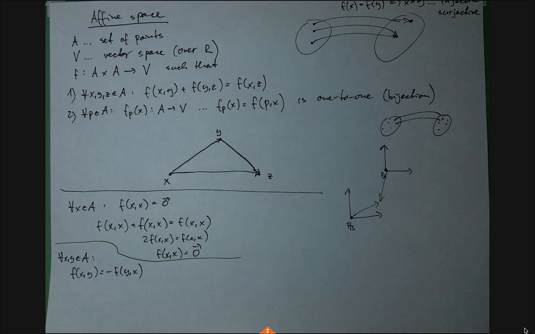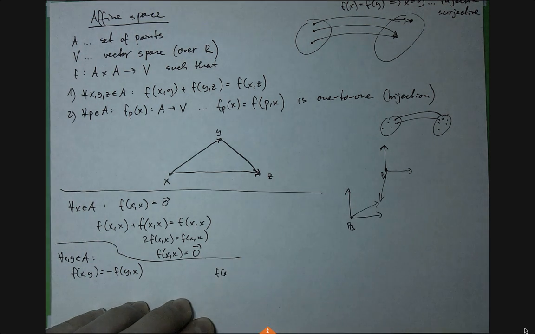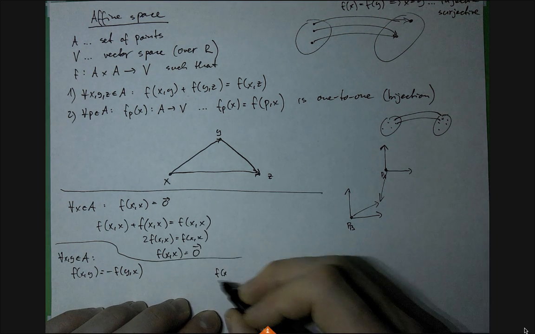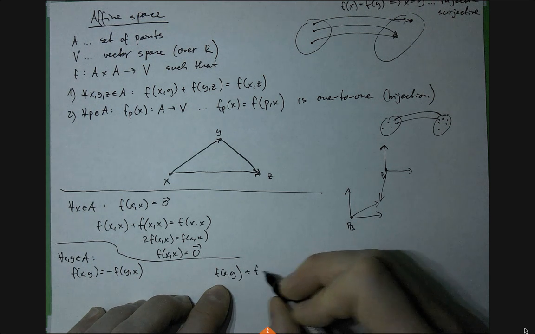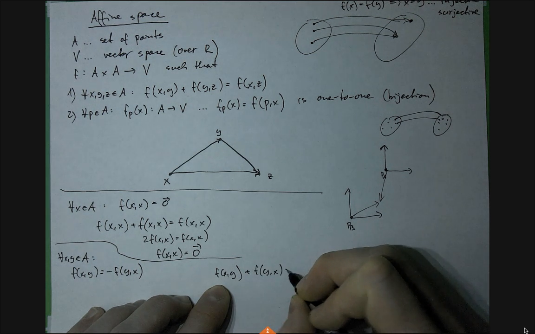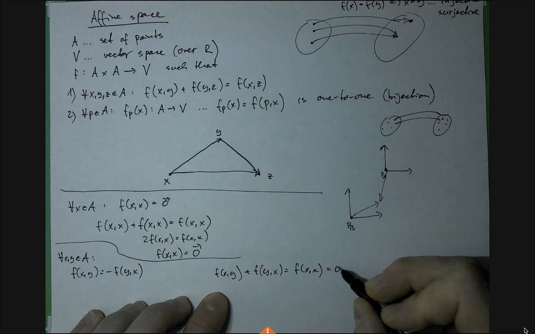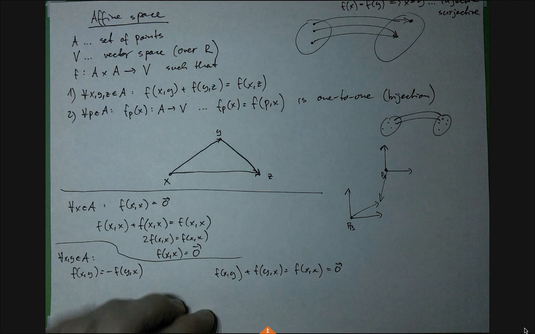Well, if you do fxy plus fyx, then that equals fxx. Exactly. And from the previous, that's 0, right? That's exactly right. So let me write it down. The idea is that fxy plus fyx must be fxx. And what we have shown here is that it is a 0 vector, right? This is a vector, so I can subtract it, and I have this.